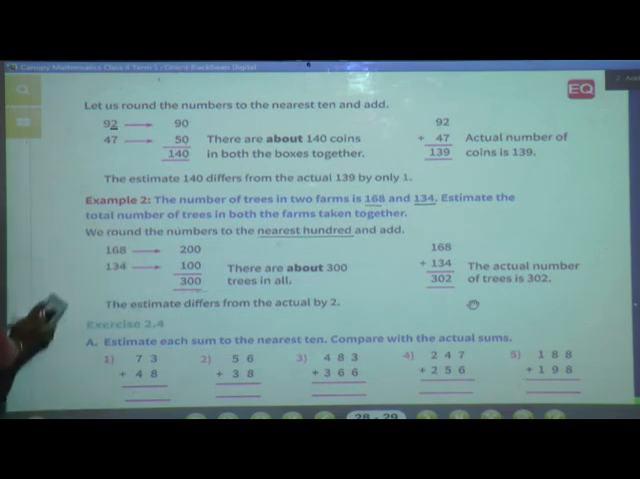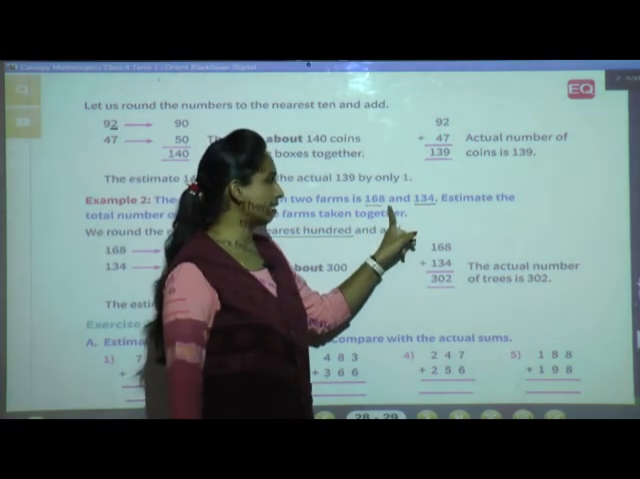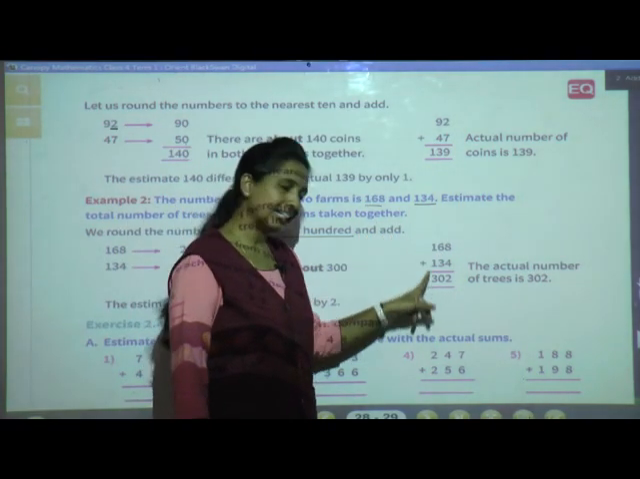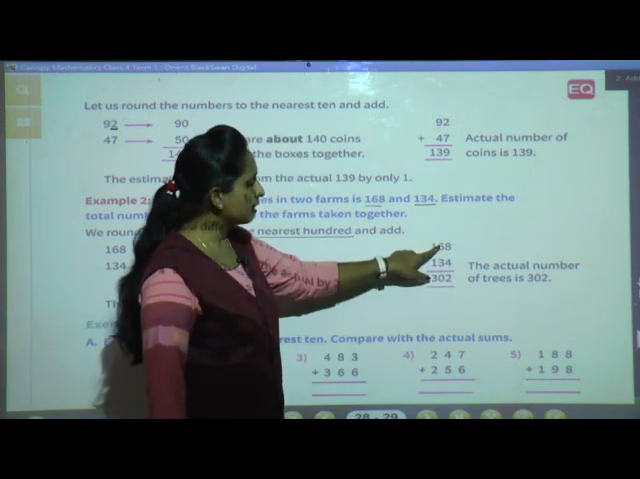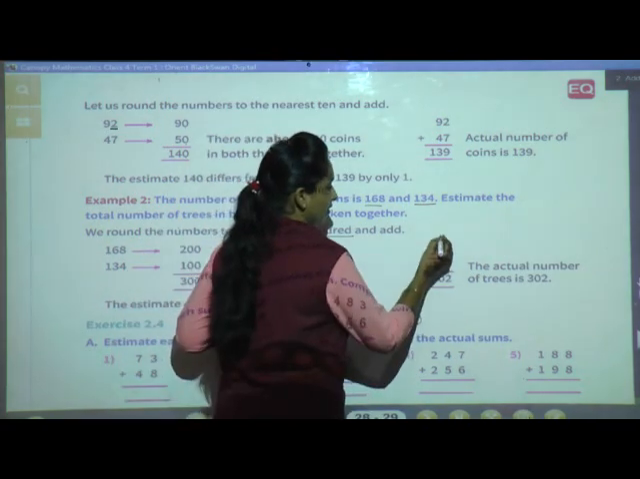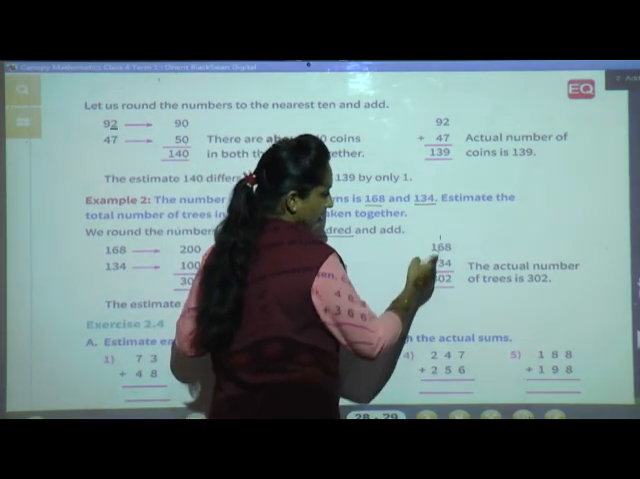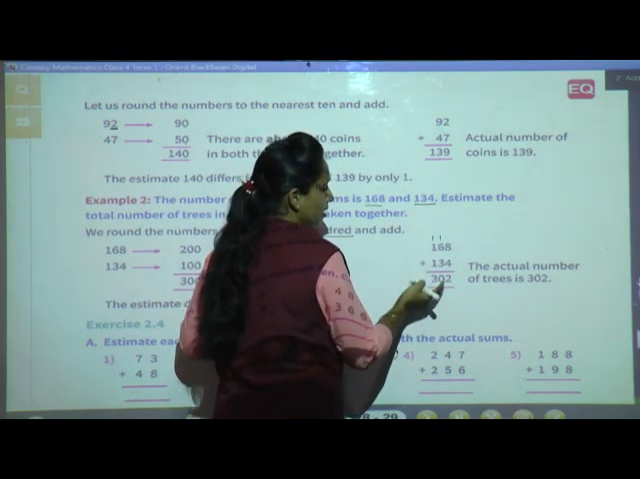Yes. Now we will see the actual number of trees, how much they are given. Actual numbers are 168 and 134. Now let us add those numbers. 168 and 134. 8 plus 4 is 12. So 2 here, 1 will be carry. 1 plus 6 is 7. 7 plus 3 is 10. 0 and 1 carry. 1 plus 1 plus 1 is 3.